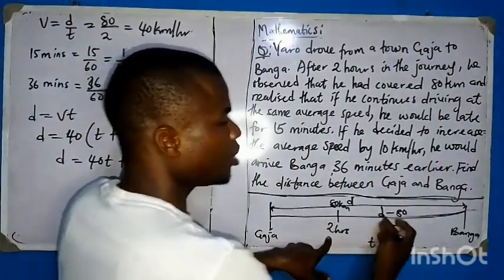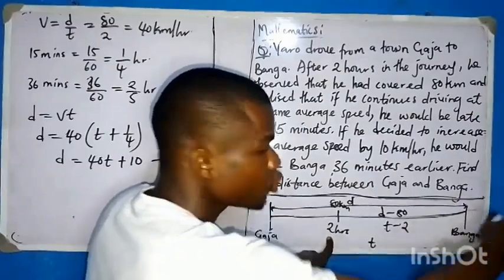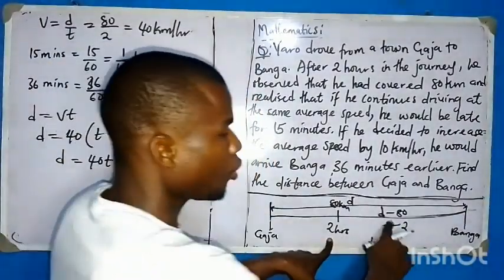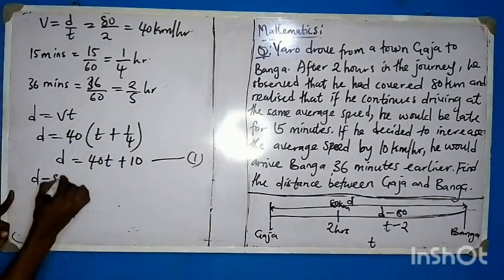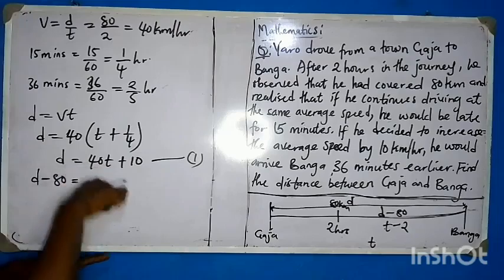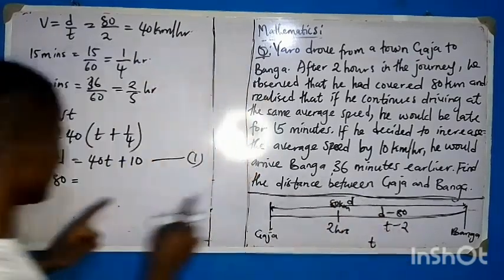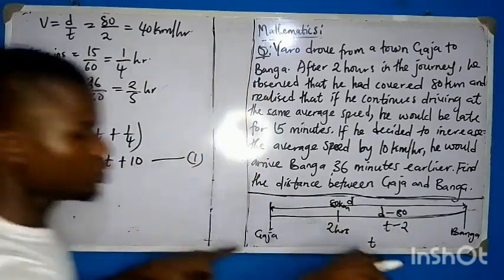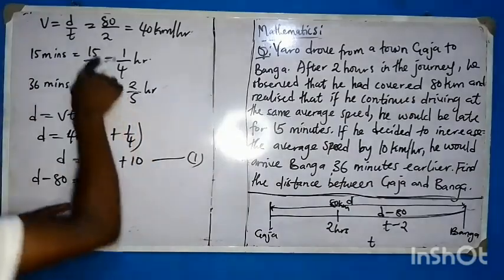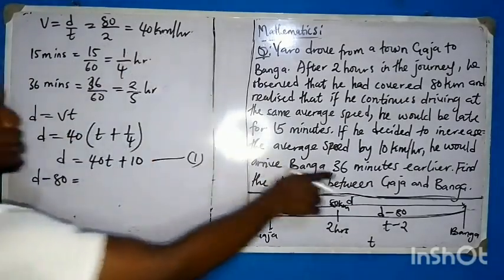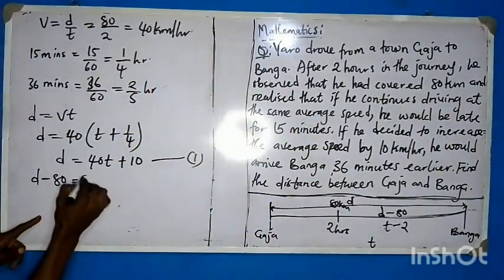But remember that the remaining distance he's supposed to cover is no more D. It's now what? D minus 80. So in the second case, we'll use D minus 80. That's the distance he's covering. It is now equal to the speed he is using now, which is 10 kilometers higher than the speed he was using. That's 10 plus 40, which will give us what?